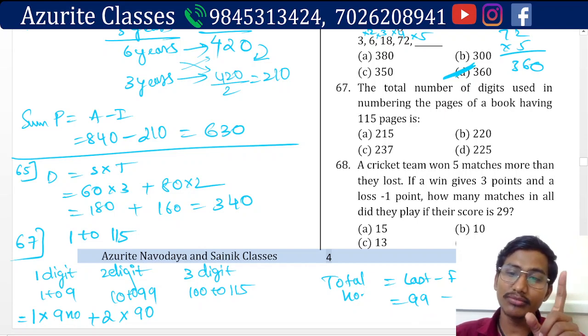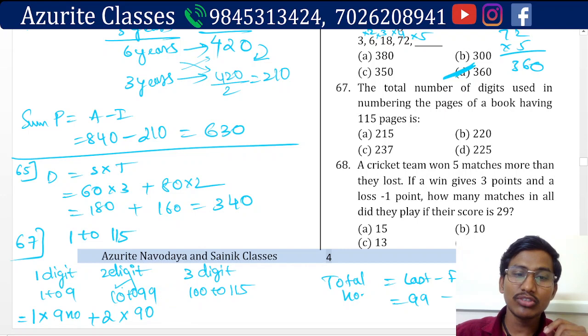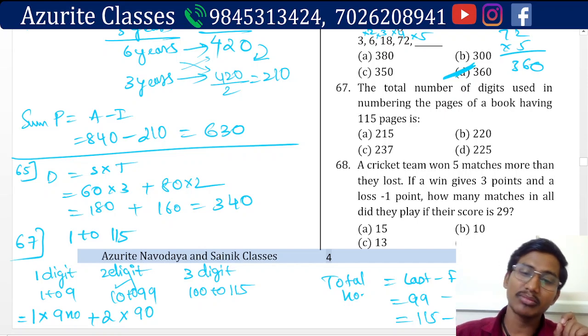Remember this formula. Don't be confused. If you take 10 to 99 as 89, that will be wrong, because 10 also we have to consider. When you subtract 99 minus 10, it comes to 89, and we are not considering the 10, that is why we have to add 1. So 90 will be the two digit numbers. For three digit numbers, the last number is 115 minus 100 plus 1. 115 minus 100 is 15, 15 plus 1 is 16 numbers. So plus the 9 numbers of one digit.